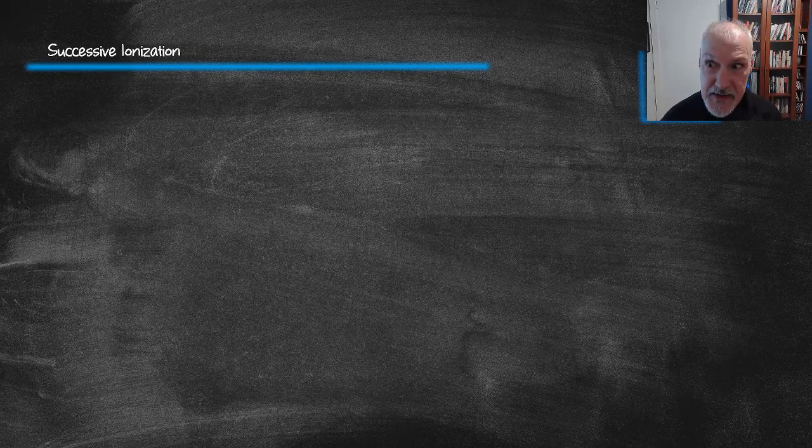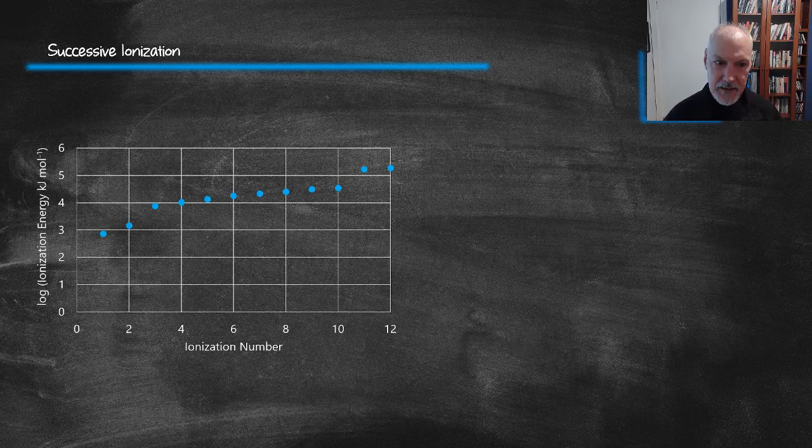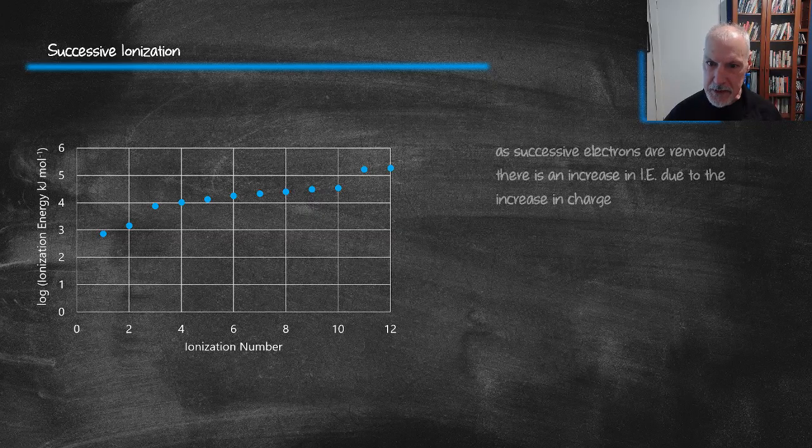This program deals with successive ionization. This graph shows the energy to remove successive electrons from a magnesium ion. I'm using a logarithmic scale on the left-hand side because the numbers go from hundreds of kilojoules per mole up to hundreds of thousands of kilojoules per mole. The first thing that we should notice, there's a pattern here.